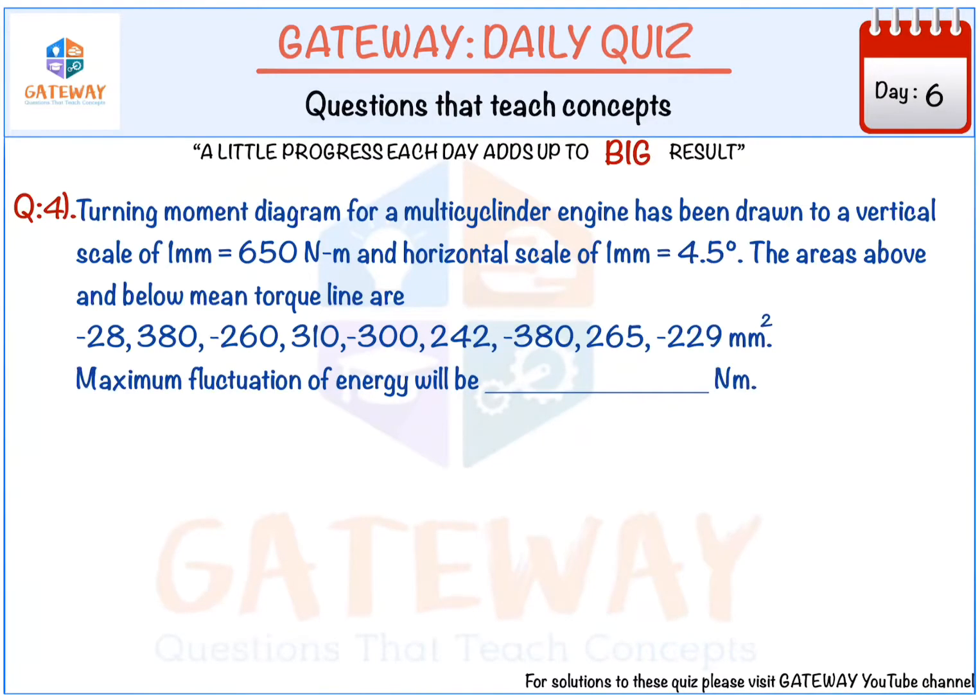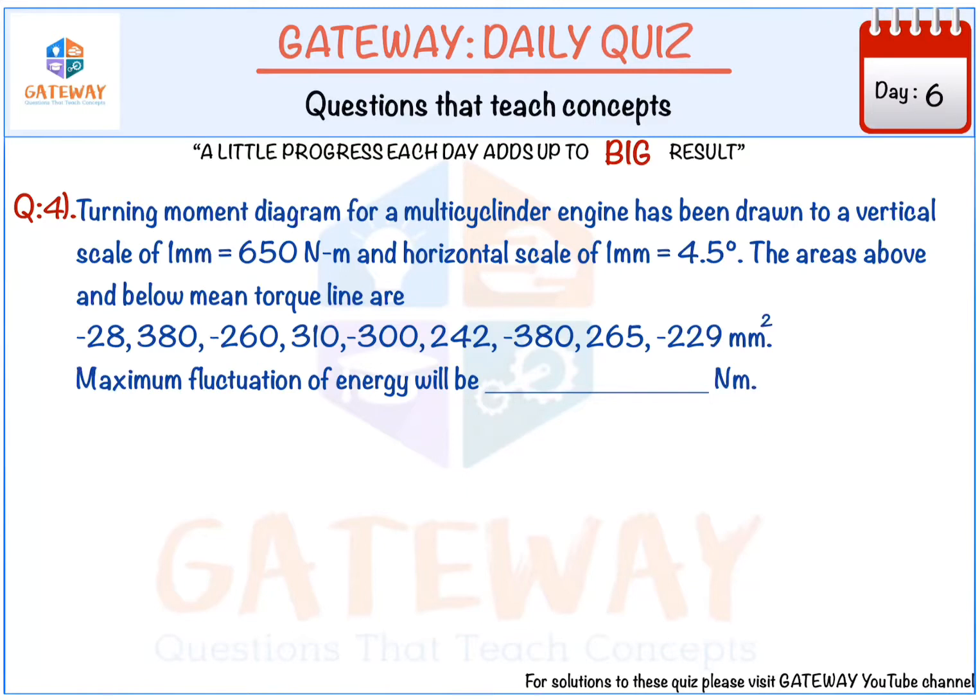And the fourth question here: the turning moment diagram for a multi-cylinder engine has been drawn to a vertical scale of 1 mm equal to 650 Newton meter, and a horizontal scale of 1 mm equal to 4.5 degrees. The areas above and below the mean torque line were given. We are asked to calculate the maximum fluctuation of energy. The maximum fluctuation of energy is nothing but E max minus E min. Fluctuation is nothing but maximum minus minimum.